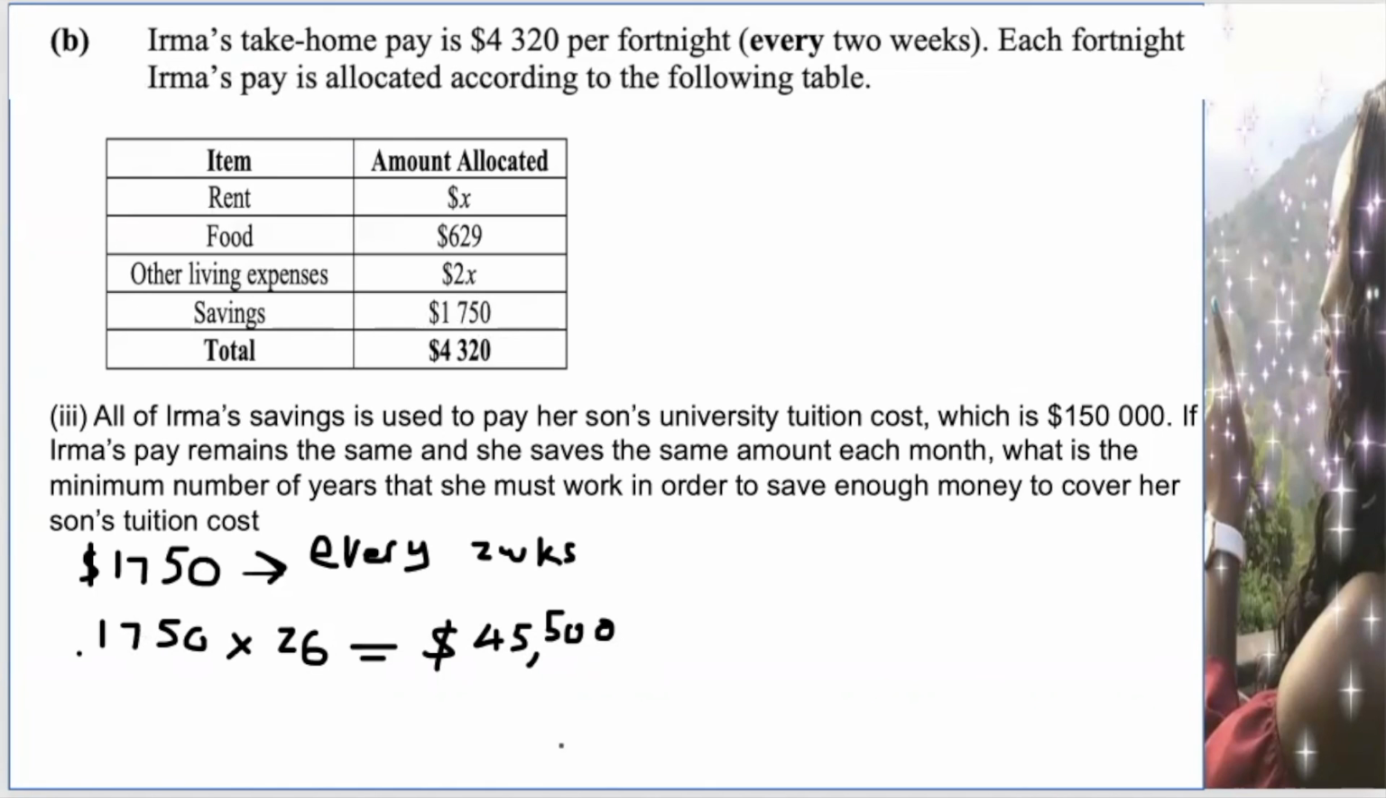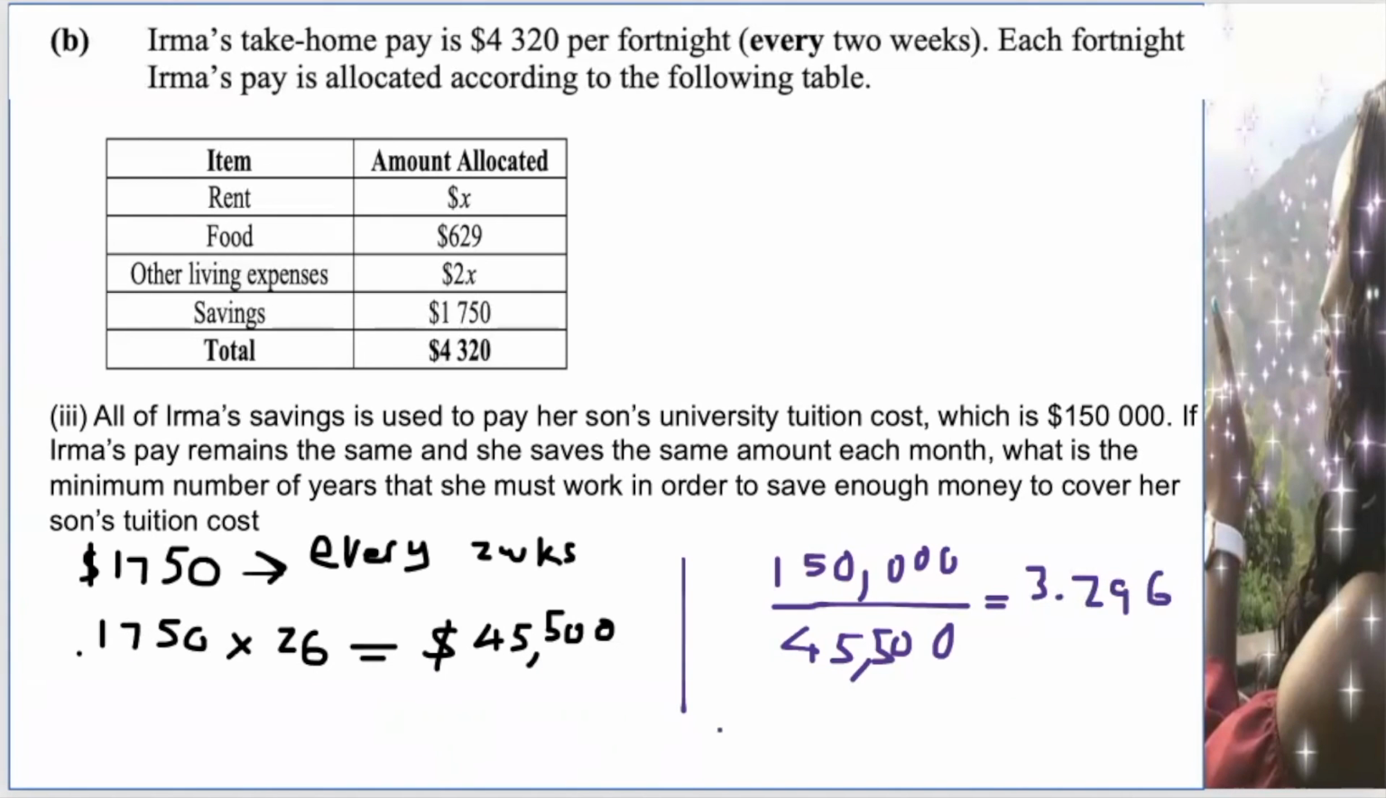So to determine how long will it take her, I will have to divide 150,000 by 45,500. So when I divide it, that will give me 3.296. So that is telling me that in 3 years she can basically save the money. If I multiply 45,500 by 3, that's 136,500. So in that year she can save a little more.